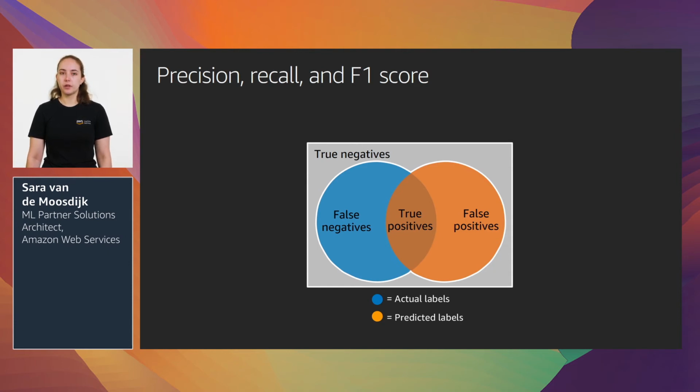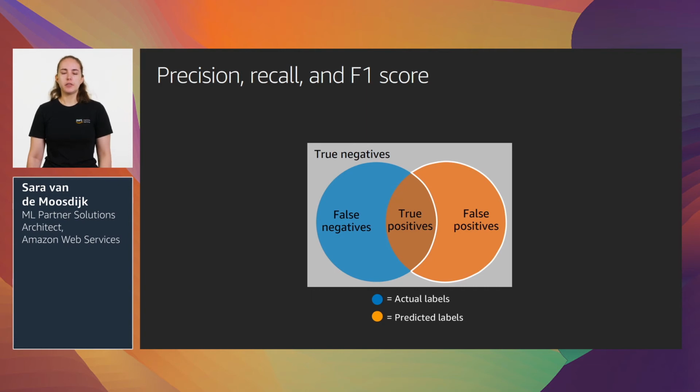If you look at the blue circle again, and this time everything within the blue circle except the overlap, these are our false negatives, because it's data that we know to be true, but the model predicted it to be false. So here the model was incorrect. And similarly, if you look at everything within the orange circle, but not in the overlap, these are our false positives. So it's data that we know to be false, but the model actually thought it was true.